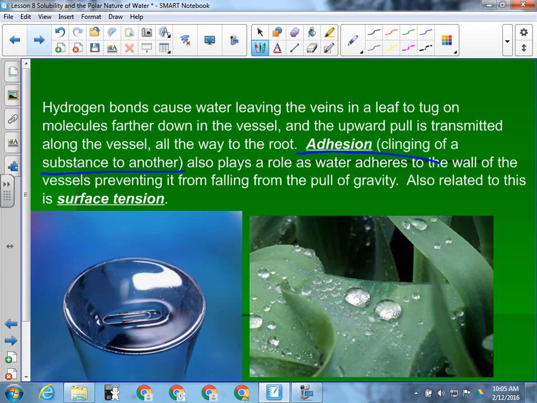Right, and apparently you can do this. I've never been able to pull it off, but apparently there's enough surface tension that if you're really careful, you can actually set a paper clip on the meniscus. That is the surface film of water. No, this is in a glass of water, like in a glass.